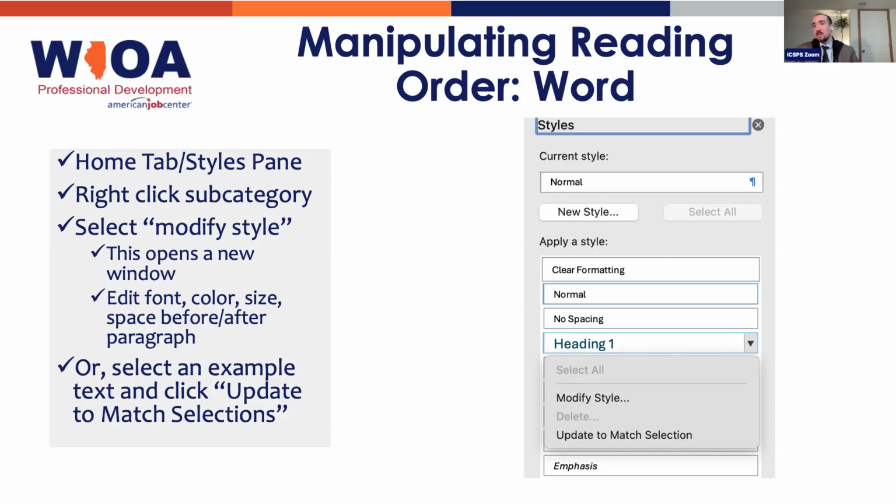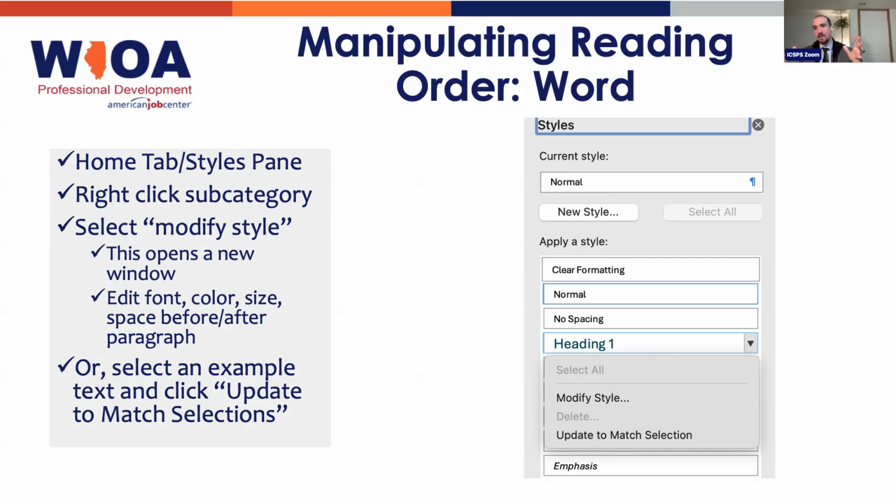Basically, what you do is you right click the subcategory. So if you see in the screenshot, I've selected heading one. And then you hit modify style from the drop down. There's a little caret on the right hand side. And from there, you can adjust what it looks like.